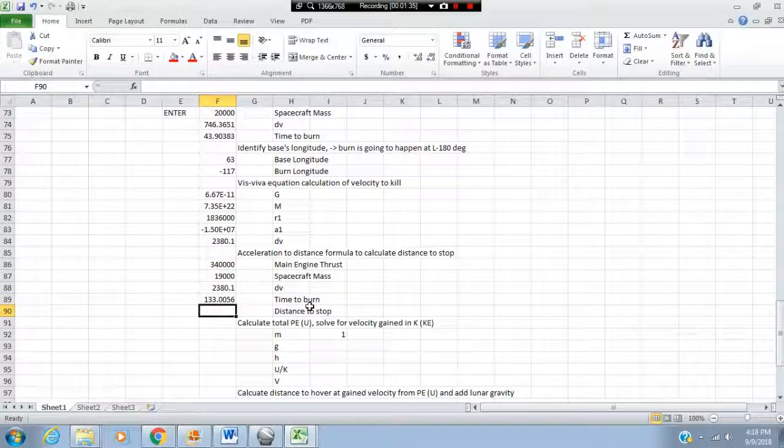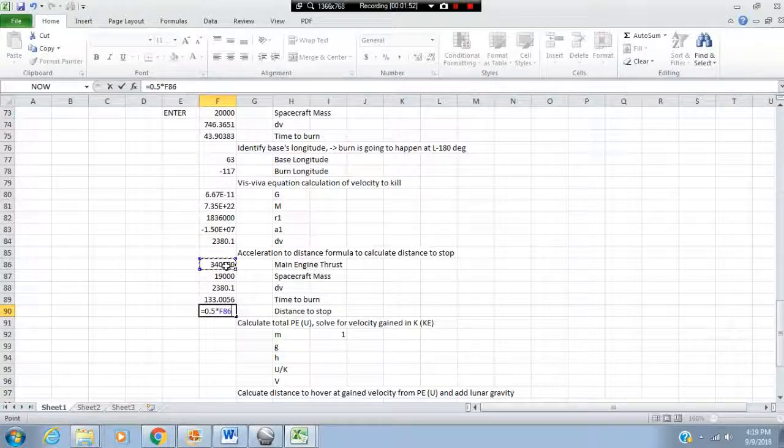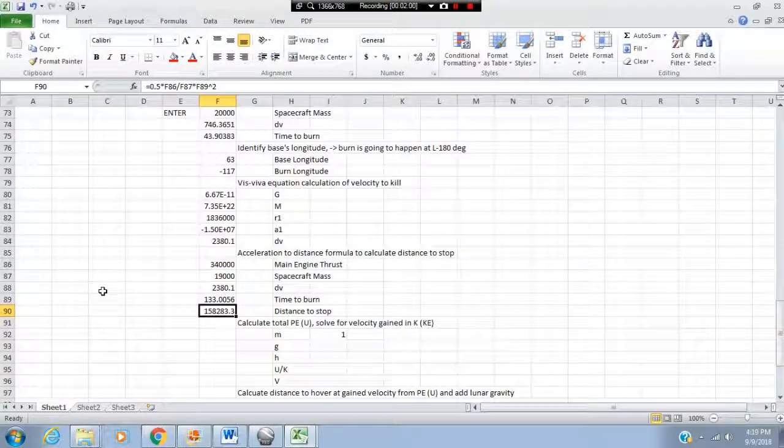So now you need the distance to stop. That's going to be equal to 1/2 times A, so that's going to be this divided by that, times t squared. And we should get something big, like about 65 kilometers.